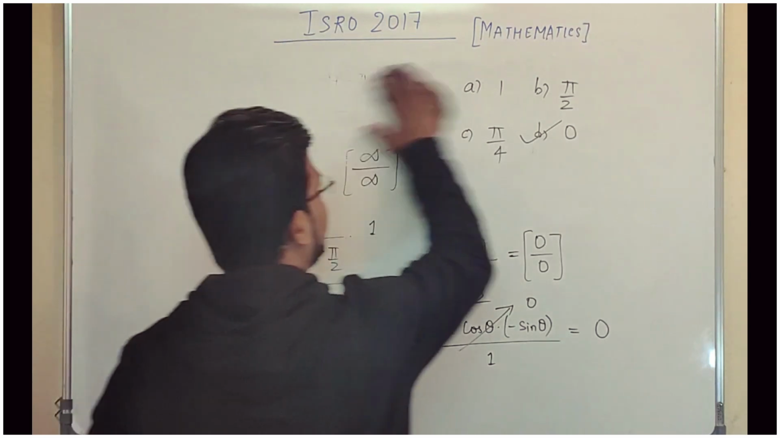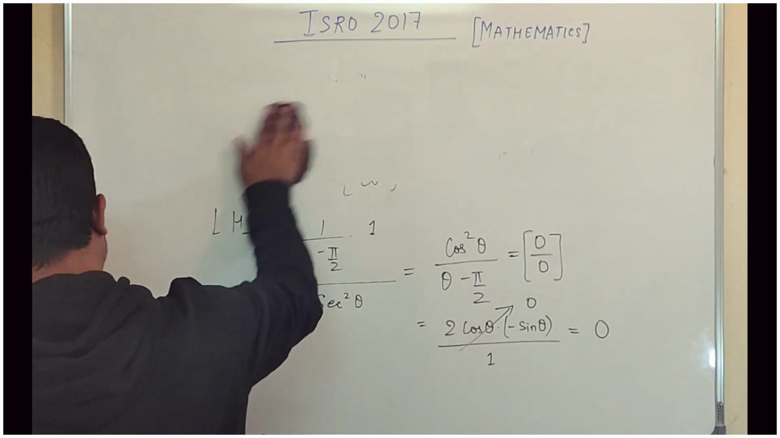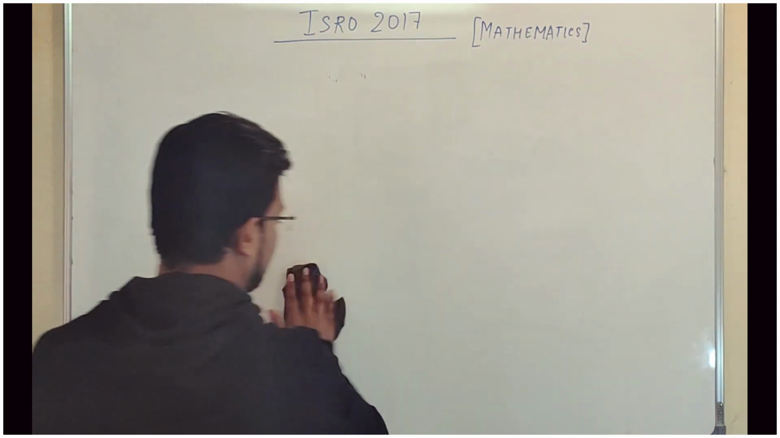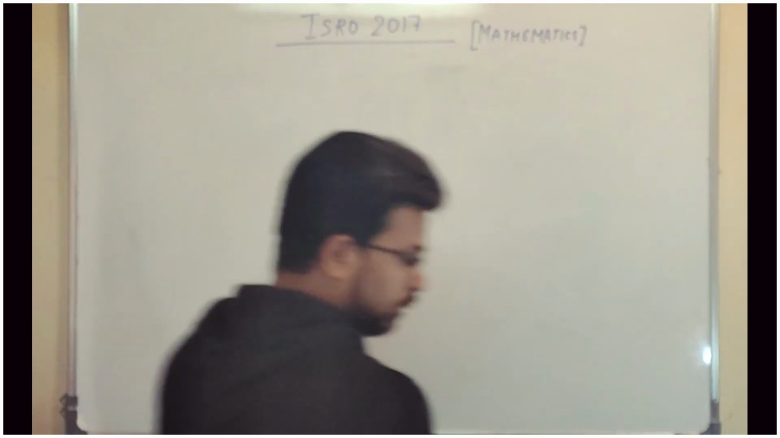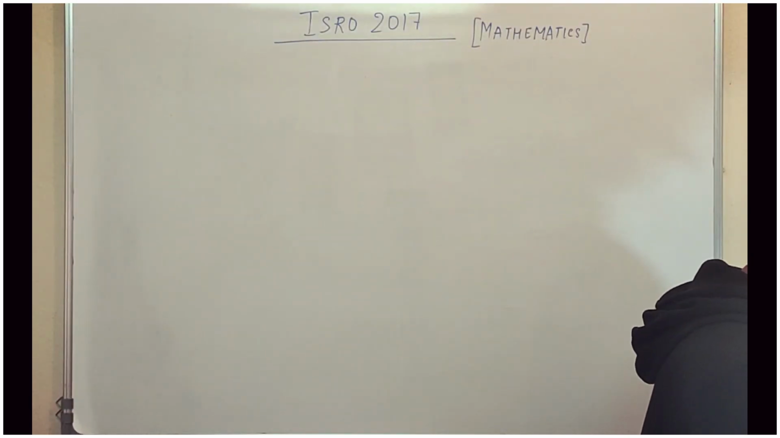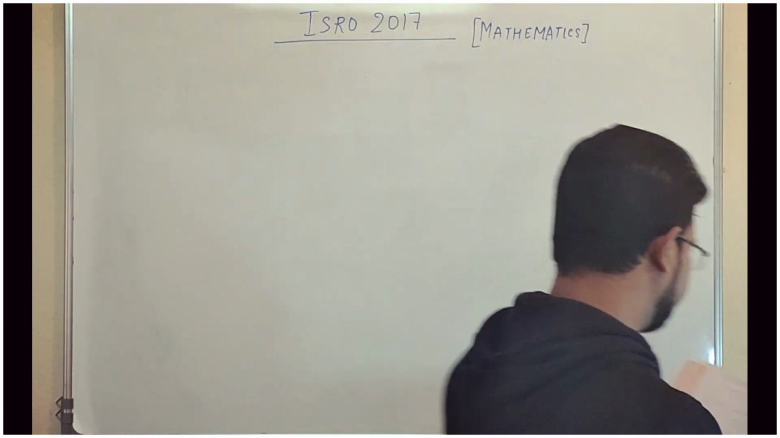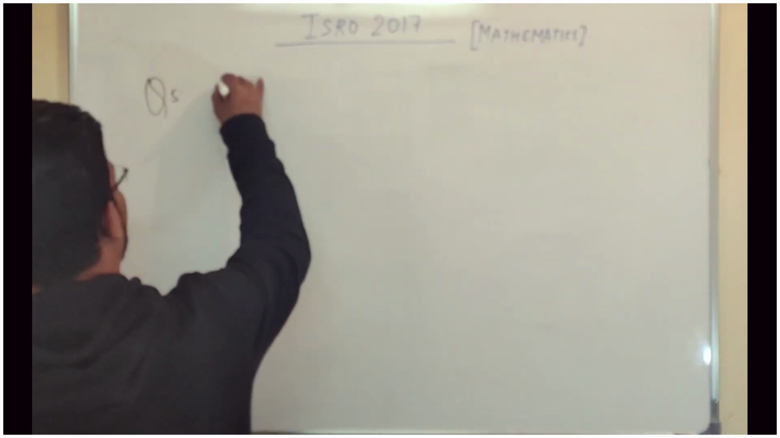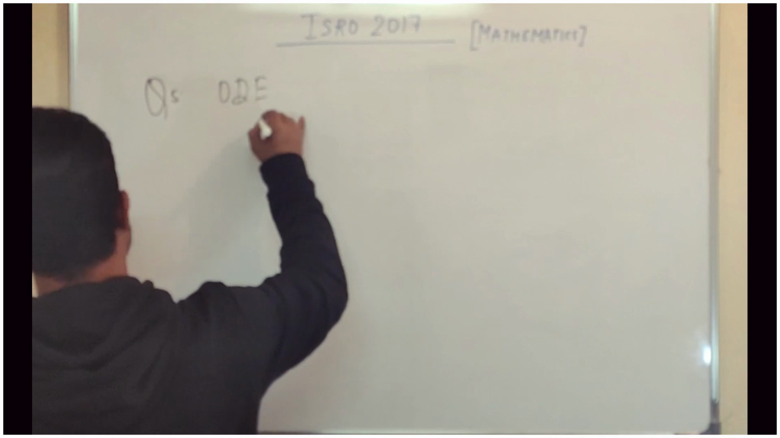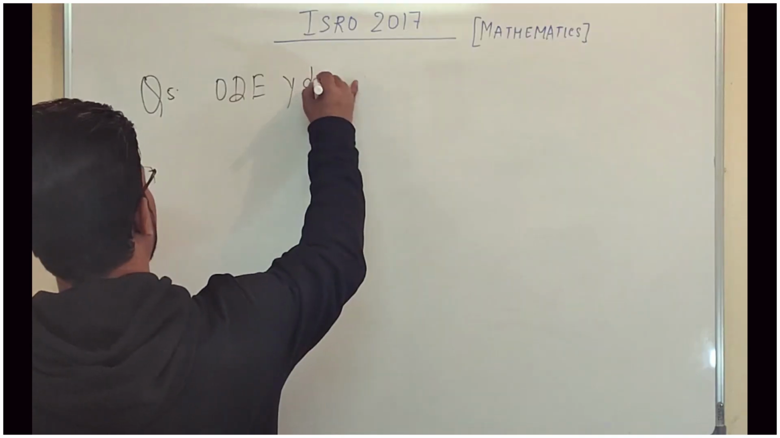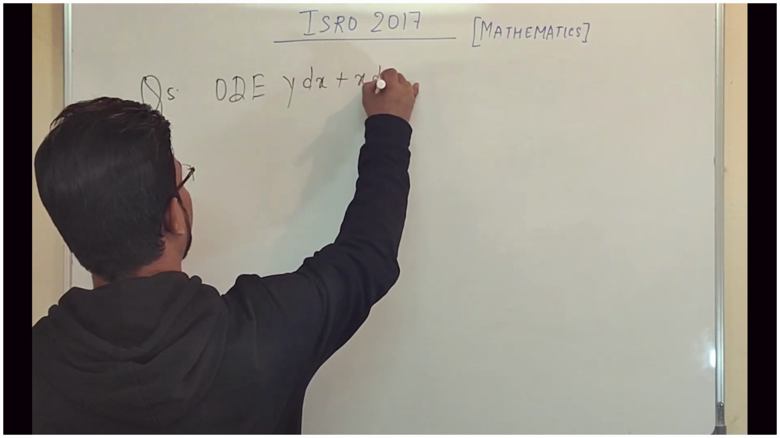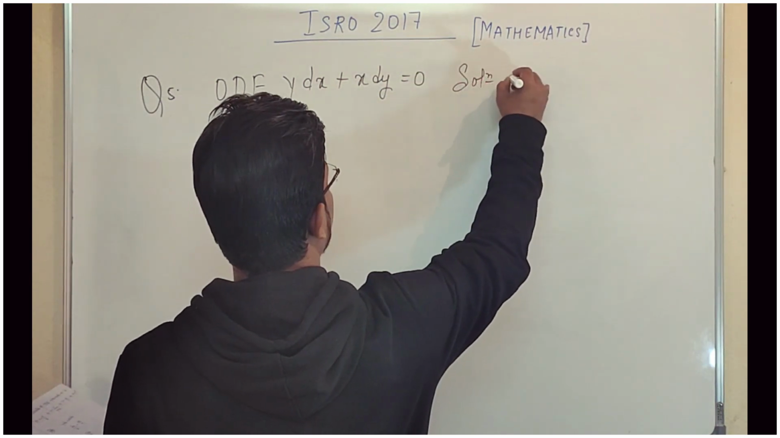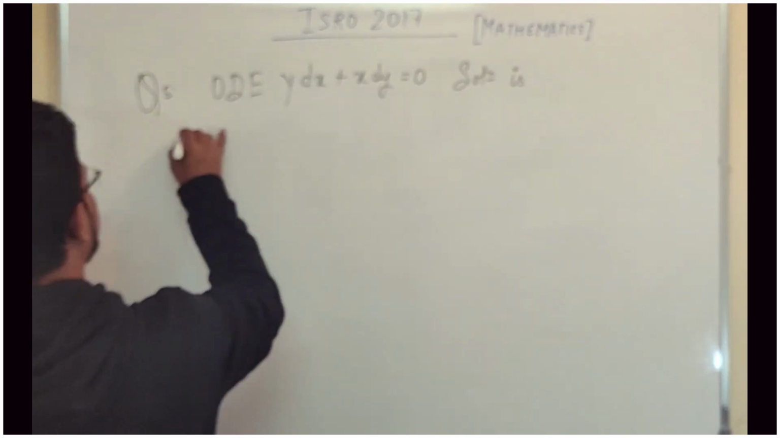Then we have question number 5. Let's write question number 5. What do we have? Yes, we have a differential equation. An ordinary differential equation is given. It is asking: y dx plus x dy equals 0, and what is the solution for this?